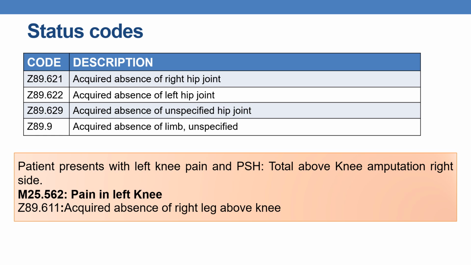M25.562 indicates pain in left knee, followed by Z89.611 to indicate acquired absence of right leg above knee, because total above knee amputation has been performed on right side. Then you need to indicate the status code Z89.611, acquired absence of right leg above knee.